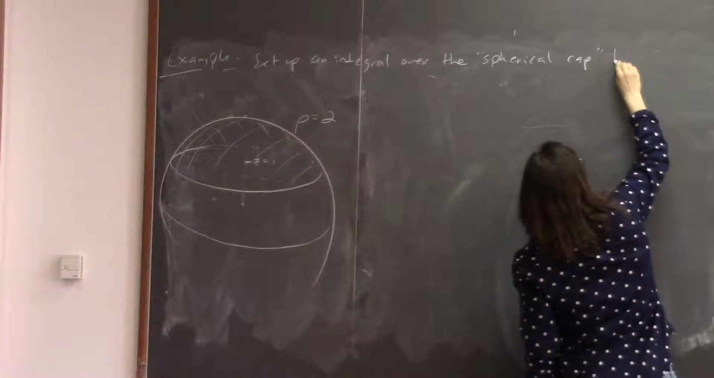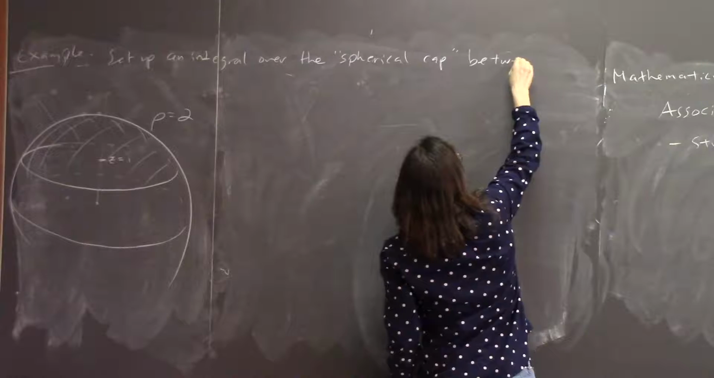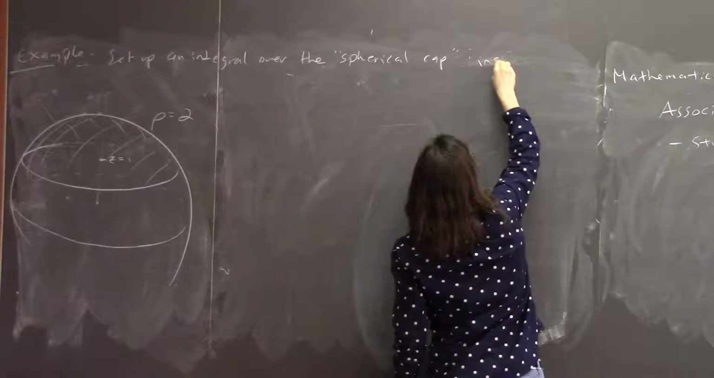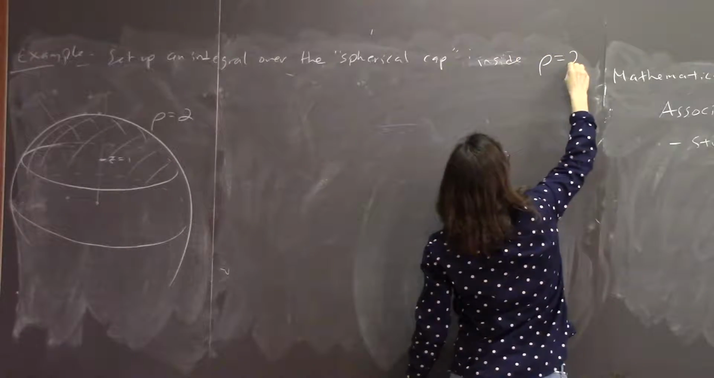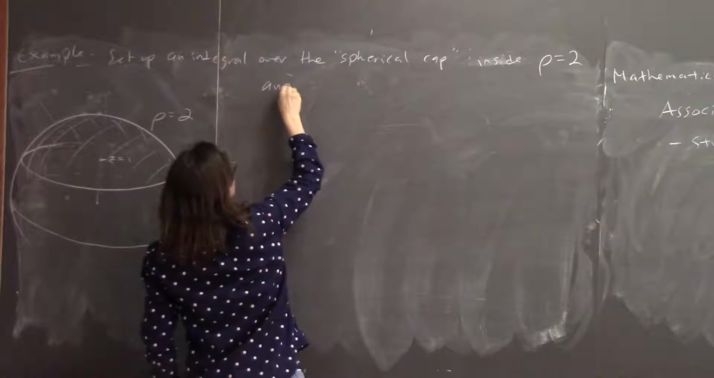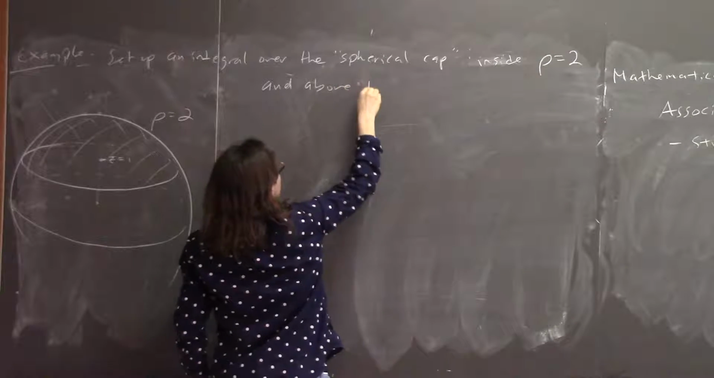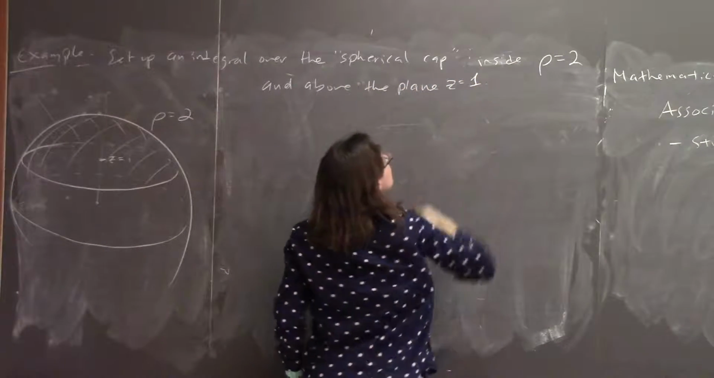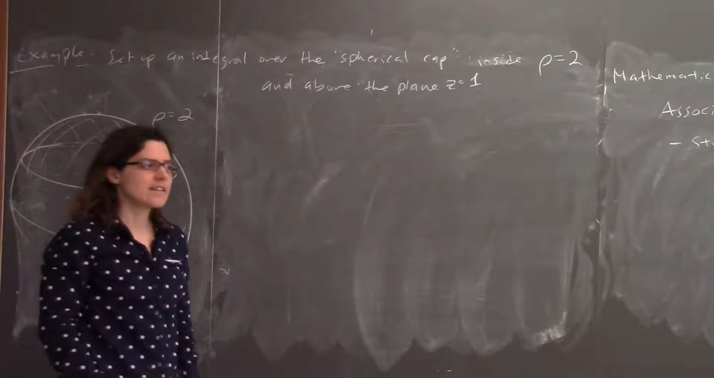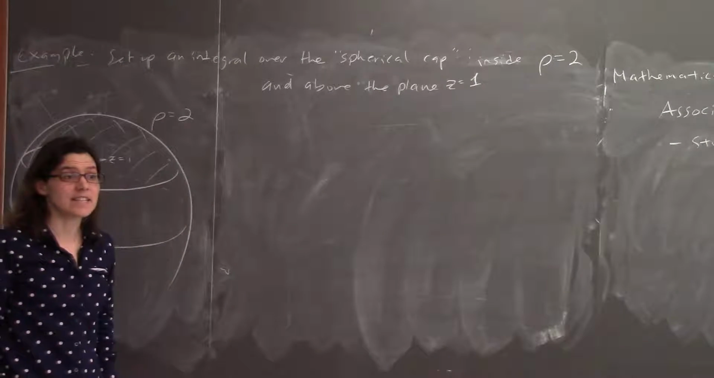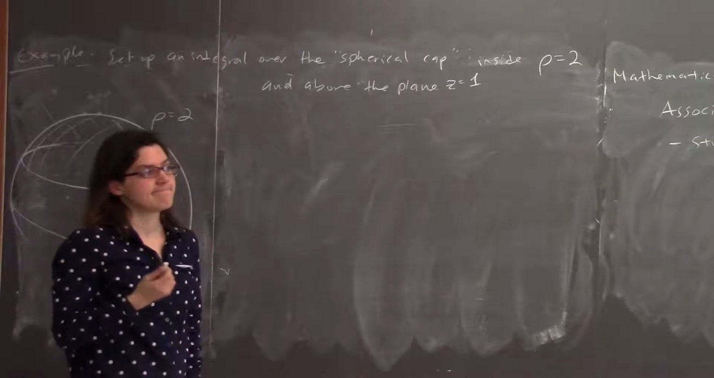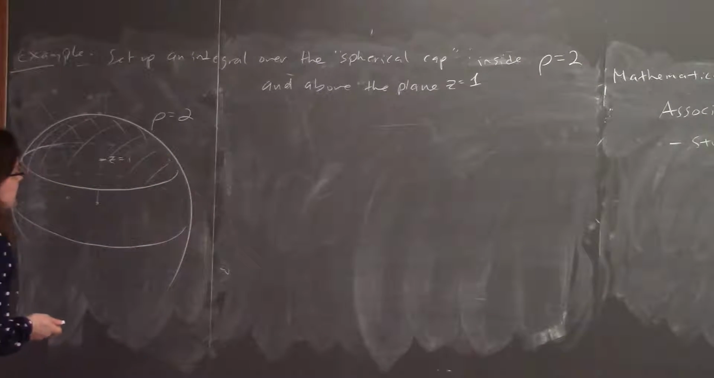And let's say it's inside the sphere rho equals 2, and above the plane z equals 1. And maybe you have a function for tastiness, f of x, y, z equals the tastiness of the point x, y, z, and you want to compute the total tastiness of your orange. You want to know if it's worth eating before you do so.